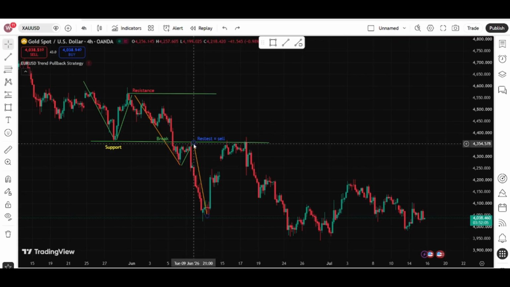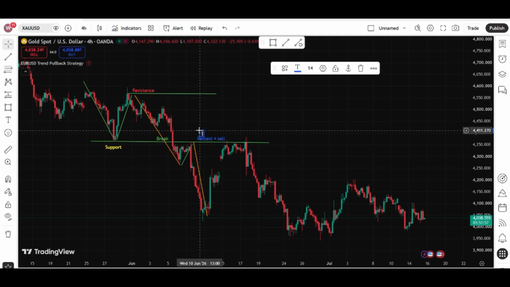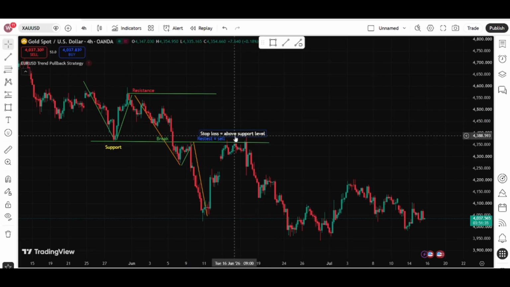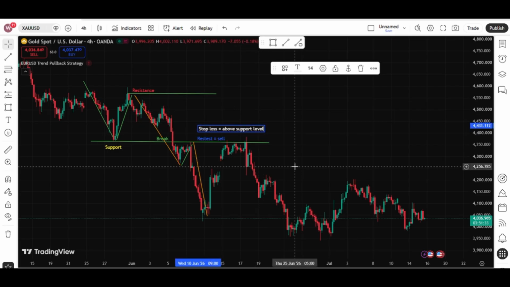So this is where we sell, and then we have a stop loss. Stop loss equals above support level. Somewhere around this part. So in simple terms, guys, this is how I trade the markets.